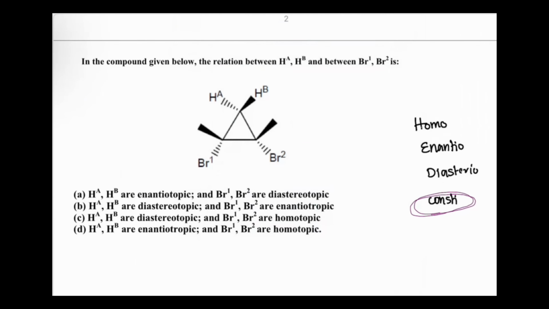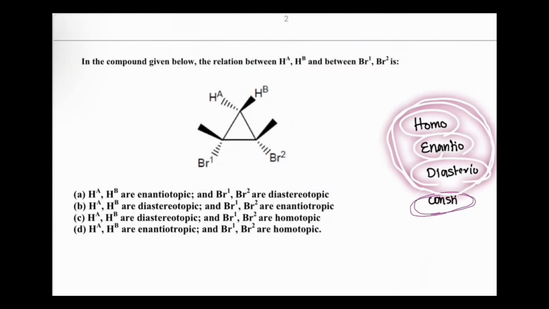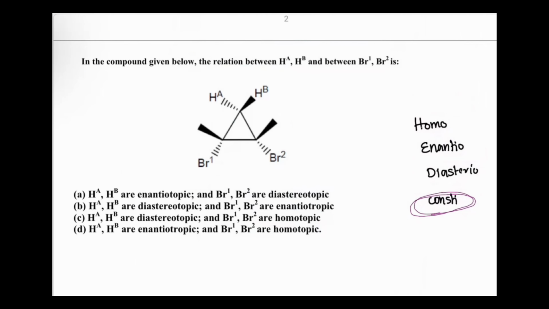But in most cases, we'll expect these three. In exams, most probably homotopic, enantiotopic, diastereotopic questions will come. This constitutional heterotopic case is very rare in exam. So we'll expect these three in exam. Okay. So to find whether two atoms are homotopic, what we need to do? We need to look for C2. If two atoms are related to each other by C2, then these two atoms are homotopic.